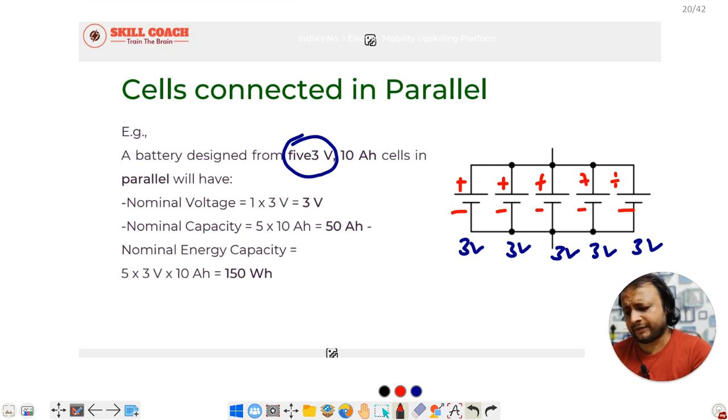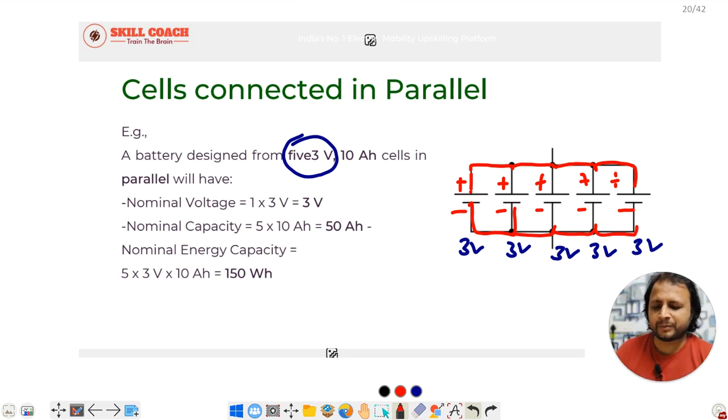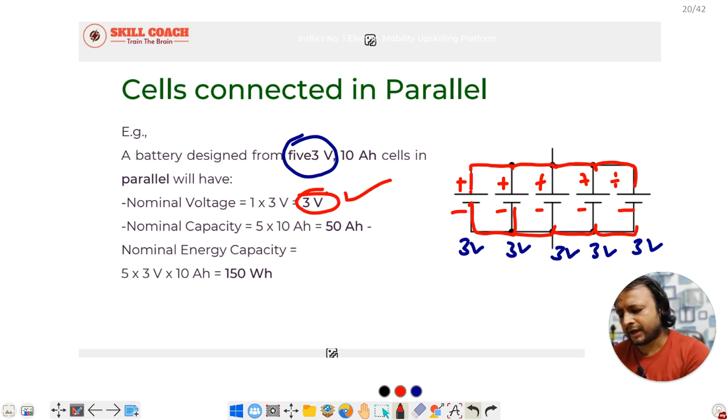So what we can see? We can see here the plus terminal is connected to the plus, again this plus is connected to this, and this plus is connected to this. And one more thing we can note, the minus terminal is connected to the minus one, this minus to this one, this minus to this one, and this minus to this one. So we are connecting plus terminals and minus terminals for getting this output. So nominal voltage we will get 3 volt and nominal capacity we will get 50 Ah.